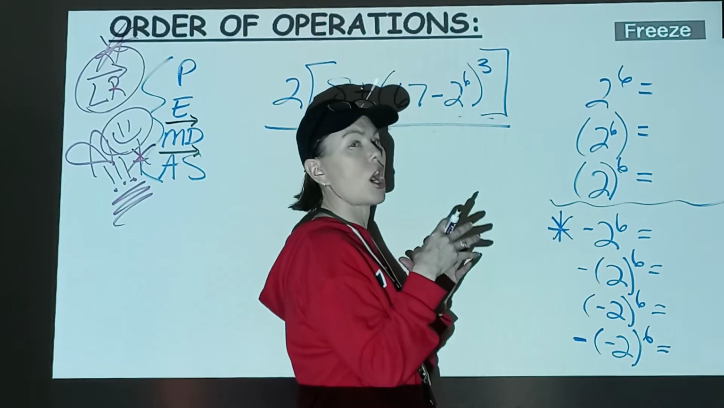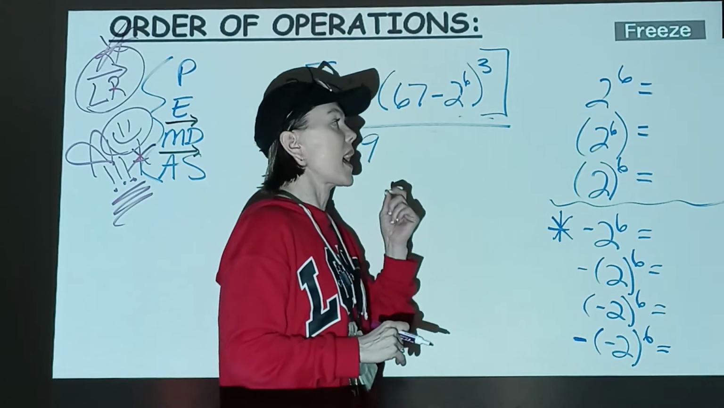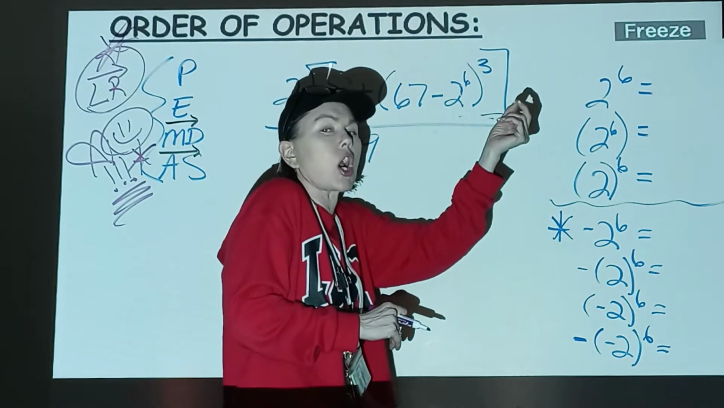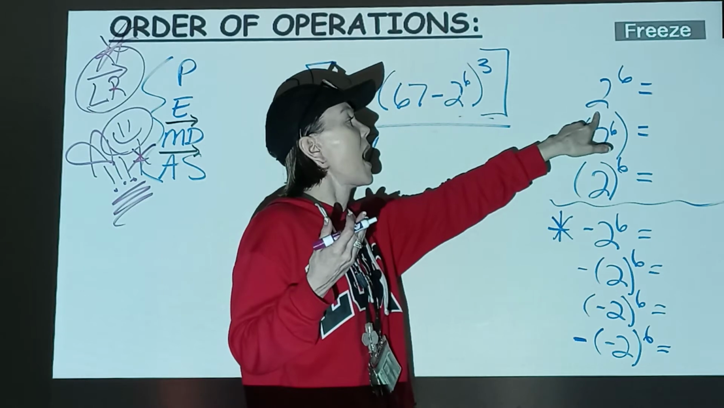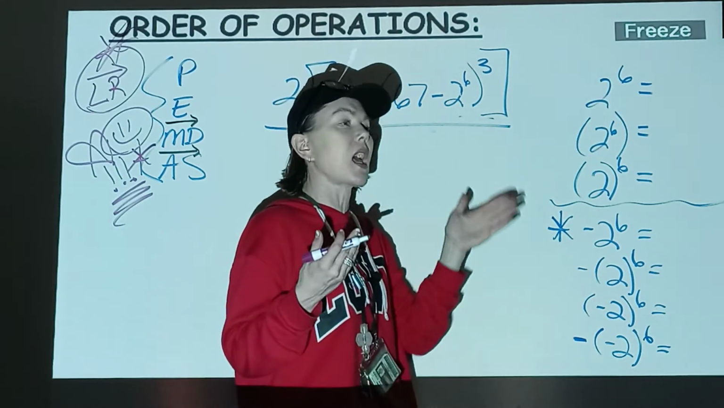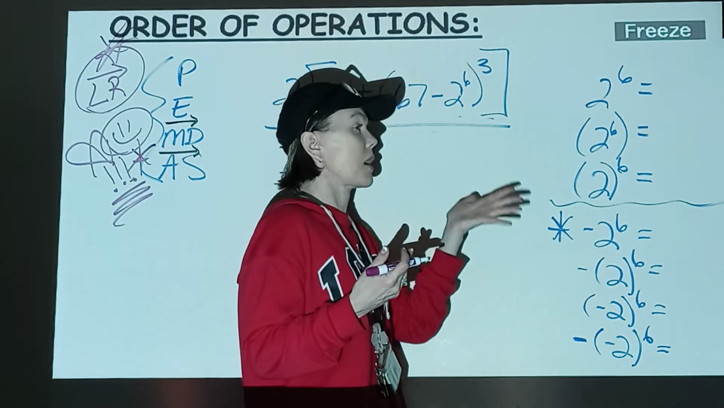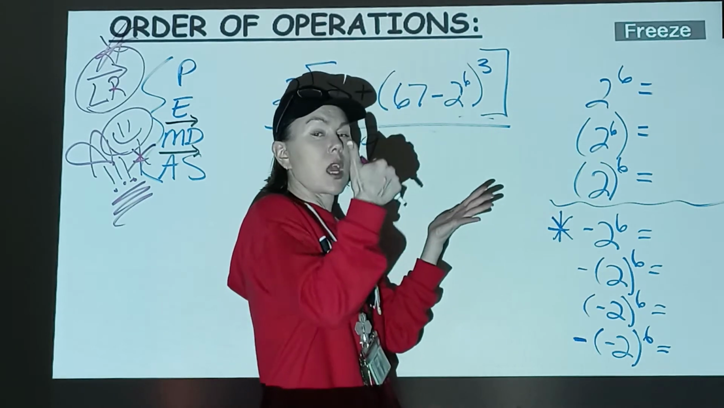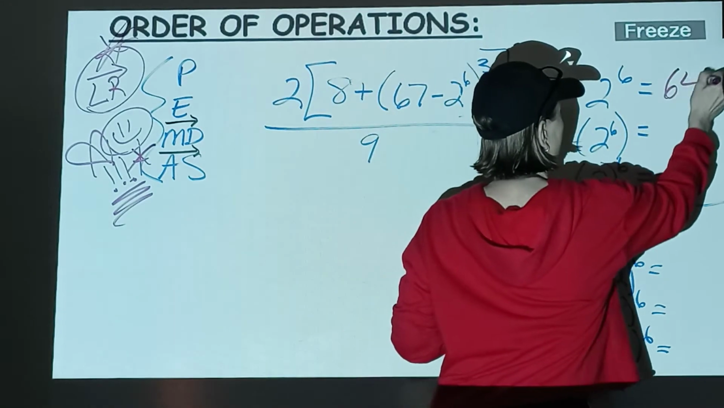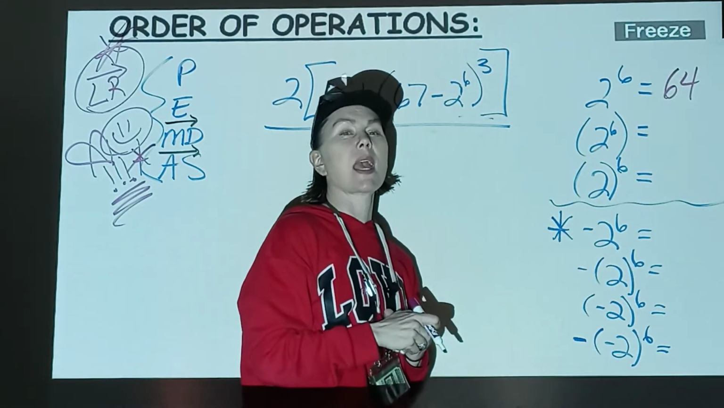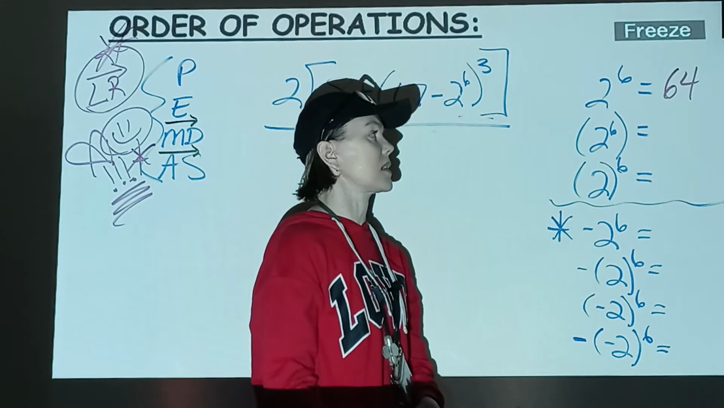But this is not 2 times 6. We're realizing that an exponent is a power. So this is the base, and you multiply it by itself 6 times. So 2 times 2 is 4, times 2 is 8, times 2 is 16, times 2 is 32, times 2 is 64. So 2 to the 6th power, and that's an even exponent, is 64.